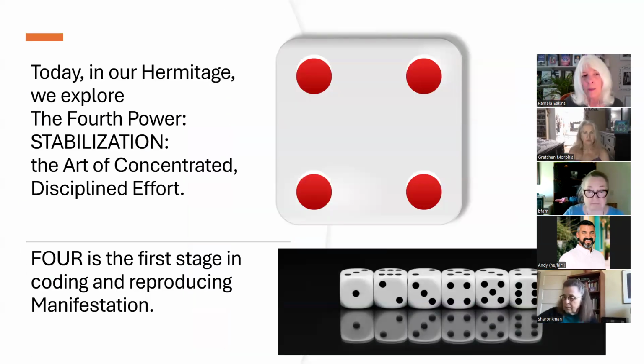So today in our Hermitage, we're exploring the 4th power, stabilization, and this is the art of concentrated, disciplined effort. 4 is the first stage in coding and reproducing manifestation. And this is what the universe does. It codes its creations so that they can continue to reproduce.